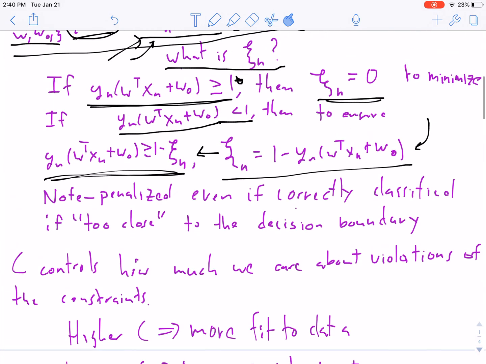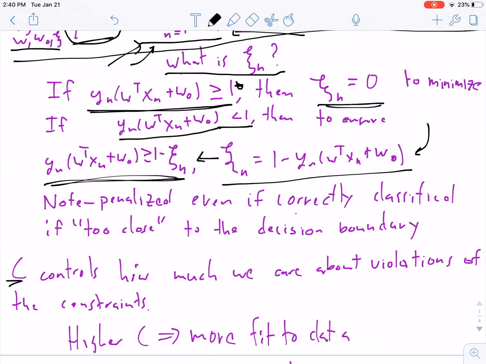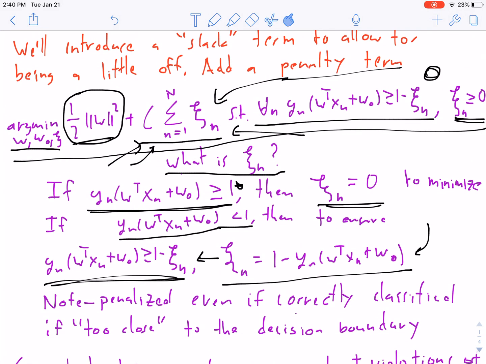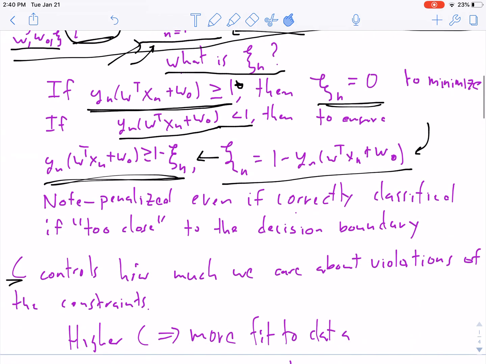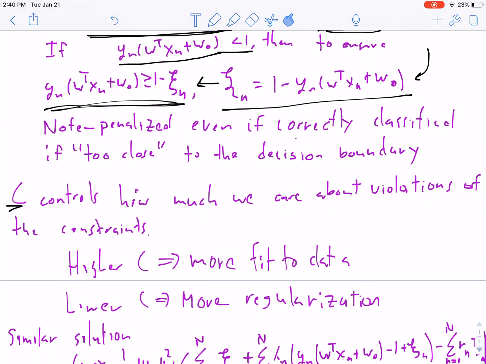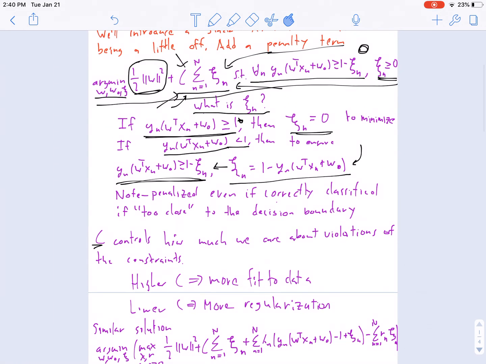So the other thing to discuss is our constant C. Note that our constant C is the coefficient on the penalty term that we added. And I claim that C controls essentially how much we care about violations of the constraint. So if C is really high, then our model will care a lot about misclassified points, points that are within the decision boundary. And if it's low, it won't care about that stuff as much.